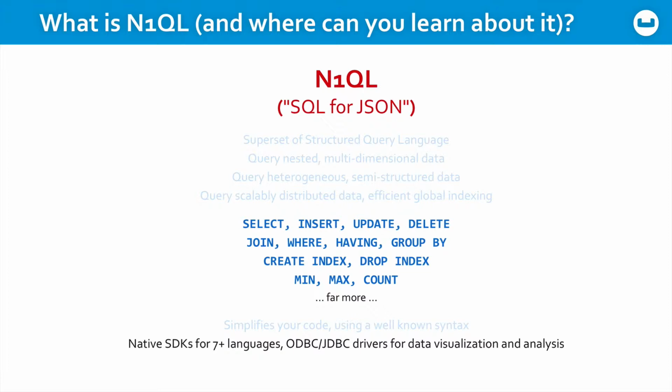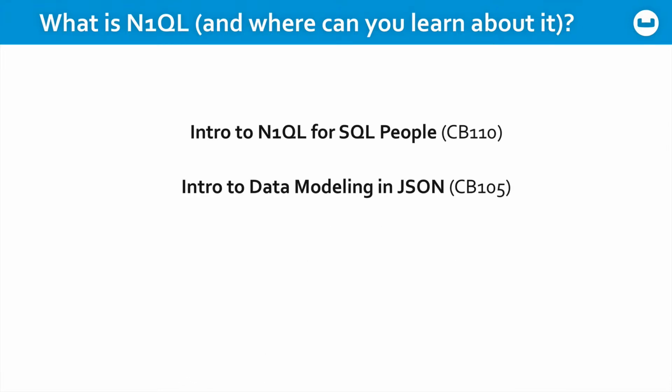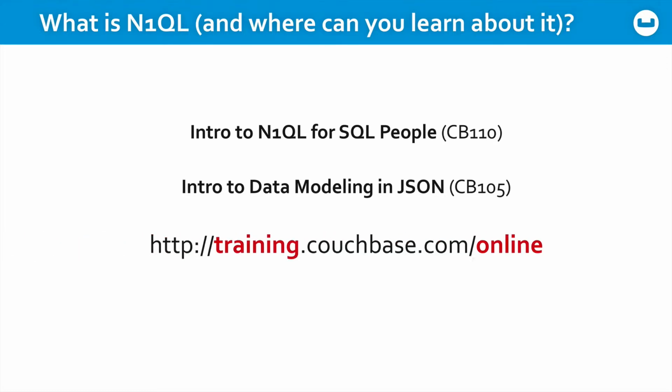I say plus because the nature of our CSDK and its relationship with Node, as you might expect, means that it plays a couple of roles. But we also have ODBC and JDBC drivers to support data visualization and analysis tools for your end users. If you want to learn more about Nickel, take our online course, Intro to Nickel for SQL People. We've also got our Intro to Data Modeling in JSON, which has a tight relationship with that content. As you know, you can find it right here, which is where you are right now. And of course, we also have strong documentation to support all of this.